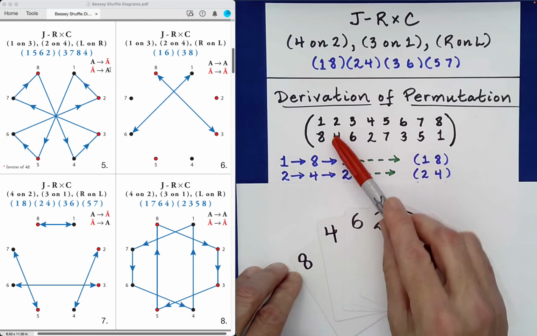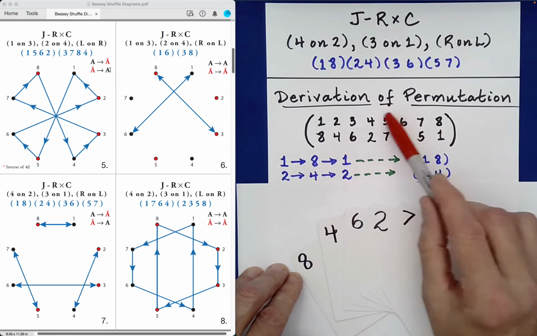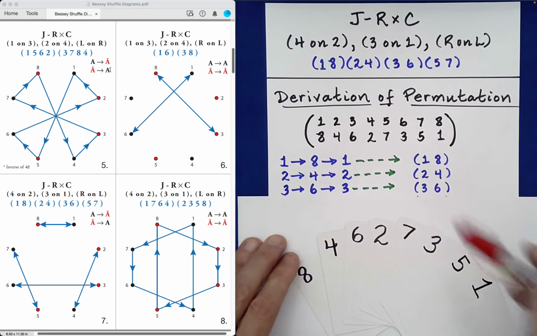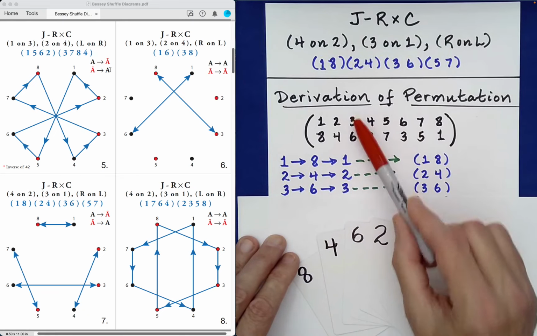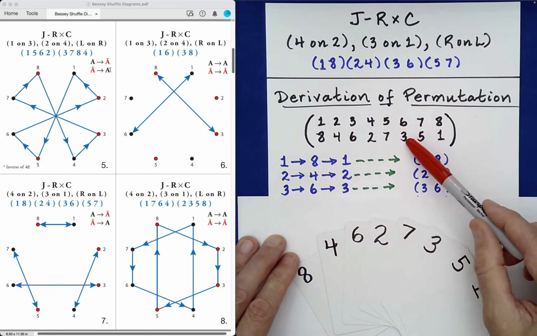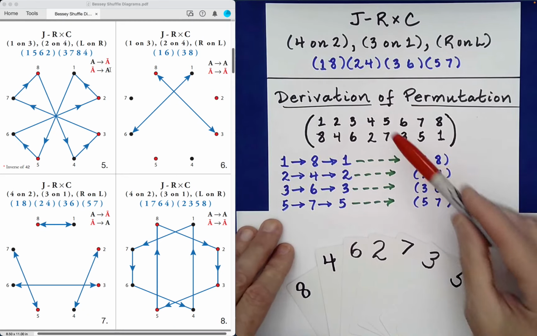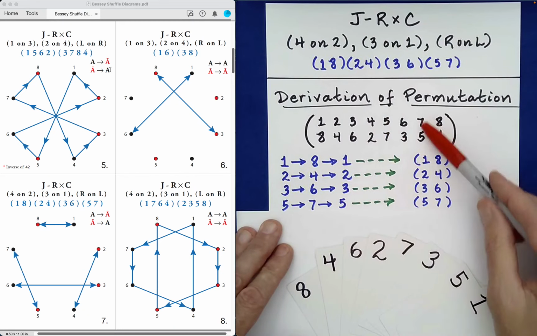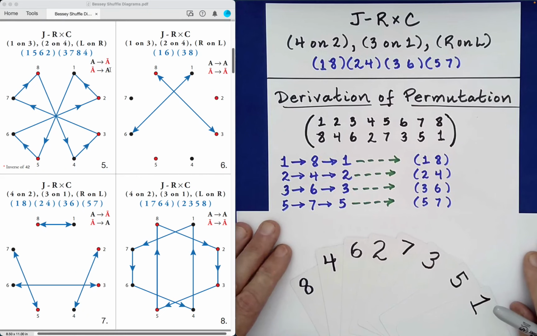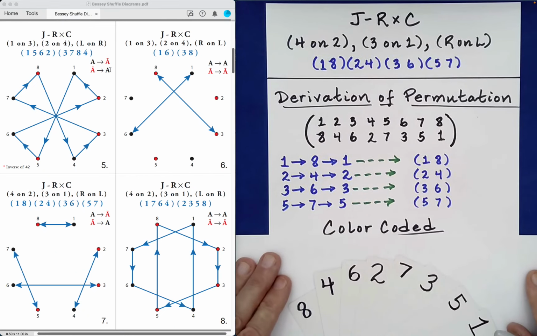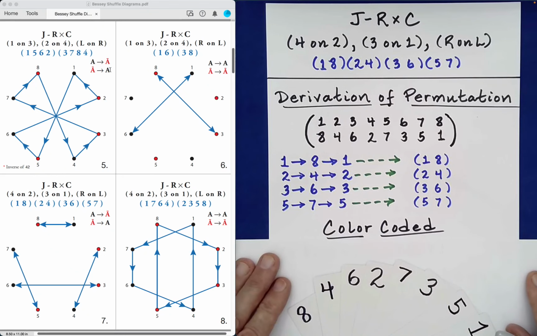2 goes to 4, we have an arrow from 2 to 4. 4 goes to 2, so that wraps around. That's another transposition. 3, what does 3 do? 3 goes to 6. 6 goes to 3, so that wraps around. And finally, 5. 5 goes to 7. 7 goes to 5, that wraps around, so we get a 4th transposition. Okay? So what happens with the color coding here?